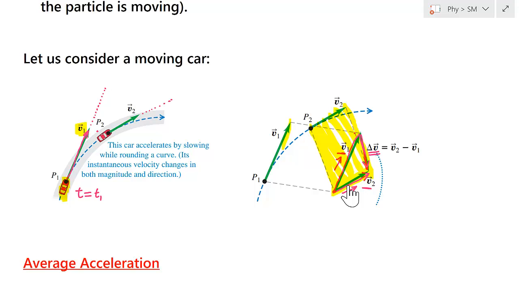So if I use triangle law, I can write V1 plus delta V is equal to V2, where V1 is a vector and delta V is a vector. So from here I can write delta V is nothing but vector V2 minus vector V1. So vector V2 minus vector V1 denotes the change in the velocity vector. So you see how we calculated the change in the velocity vector.